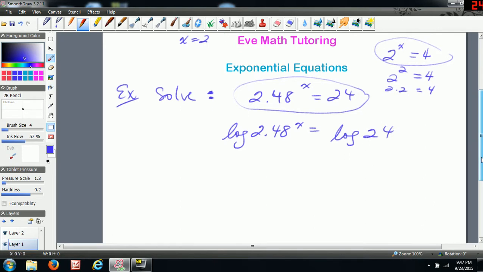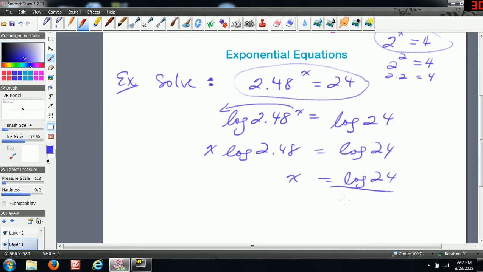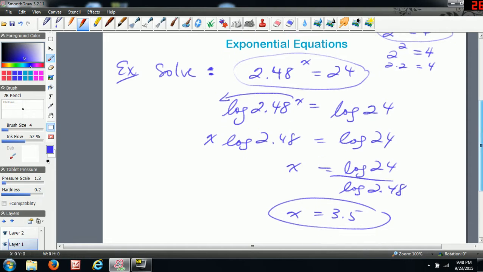So you take the log of both sides, and once you do that, you can now use the rules of logs to bring down this exponent. And at this point, we would just solve for x, so we would divide both sides of the equation by log of 2.48. So the one on this side would just cancel out, and then our final answer would be 3.5. Okay, so that is the only way that we could solve an equation in this form, an exponential equation, where the answer is not obvious just by looking at the question.